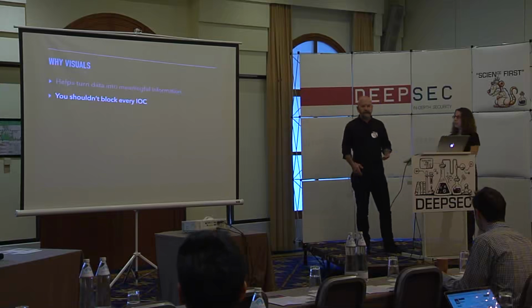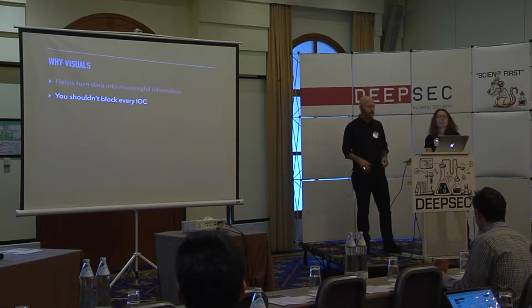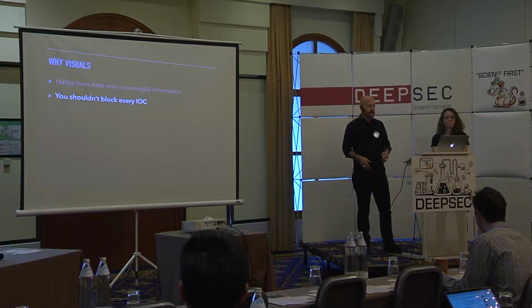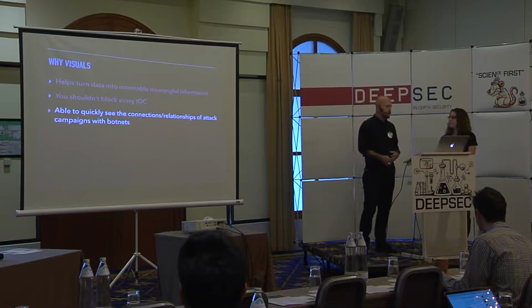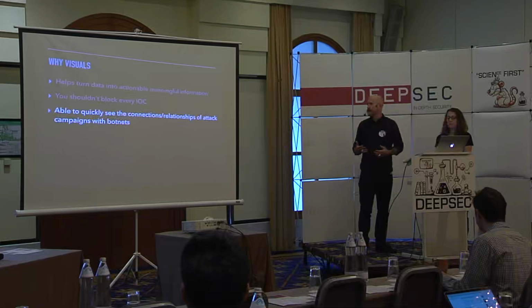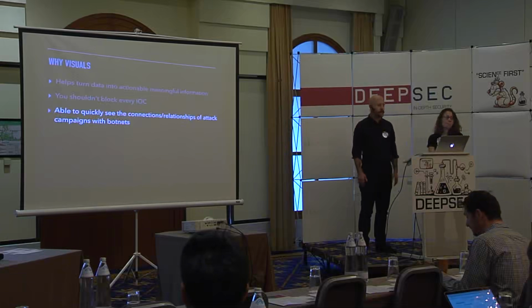It helps us when we're looking at a huge list of IP addresses and domain names. We block a lot of things and unblock things all the time, and you don't want to just block everything you see. We've all made mistakes, I'm sure, in the security industry, where you accidentally block Microsoft or Symantec because it's in a big list provided by someone else. The visualizations will also help you see those connections and the relationships of attack campaigns with botnets, and give you context and perspective.